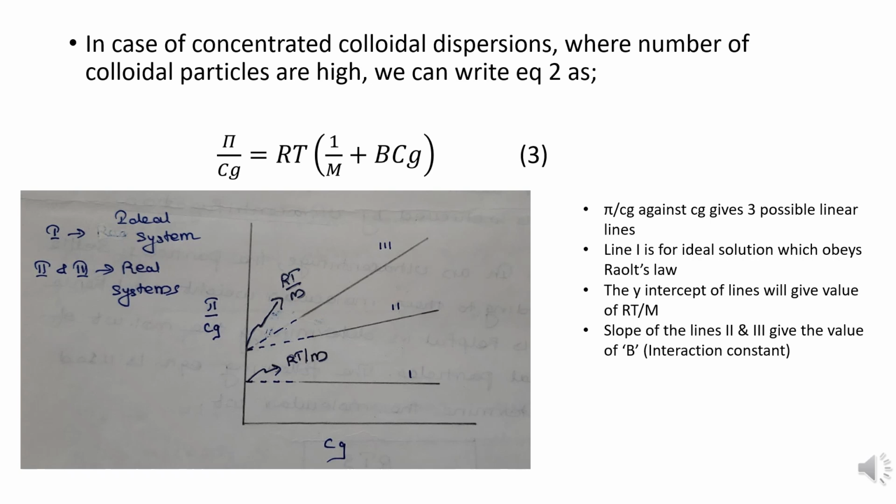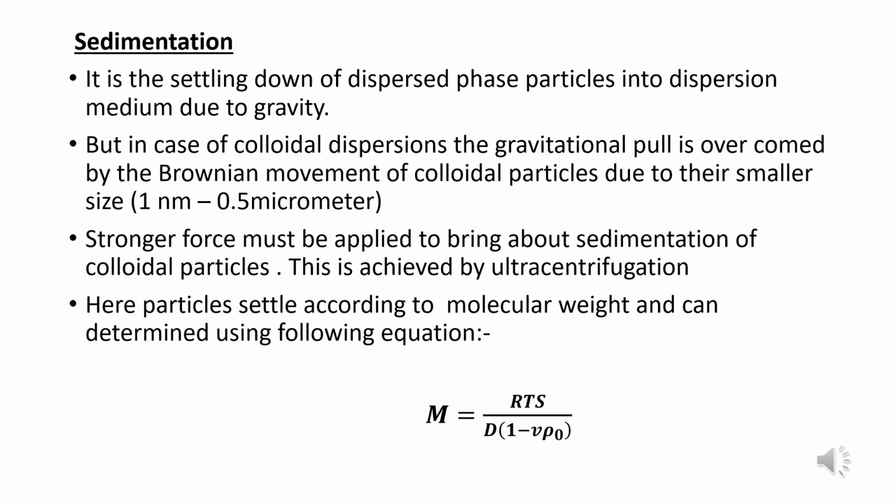Then the slope will give the B value, which indicates the extent of non-ideal behavior. So the larger the slope, the stronger the particle interaction. Now, ideal versus real system, line 1 versus lines 2 and 3. Line 1 means there is no interaction, diffusion and osmotic pressure follow simple laws. Lines 2 and 3 mean deviations due to colloidal particle interaction or some electrostatic effects.